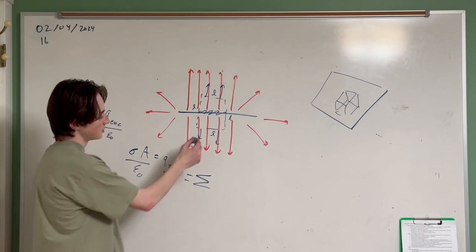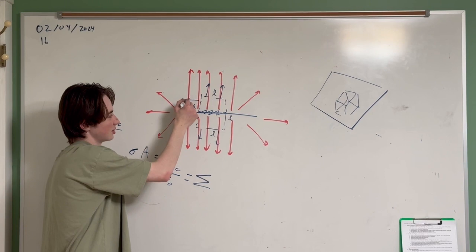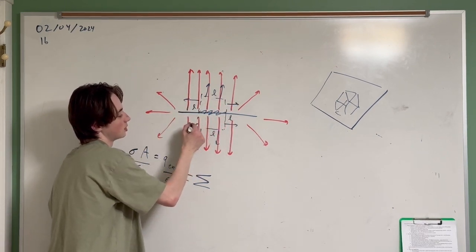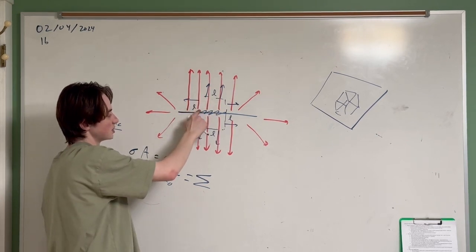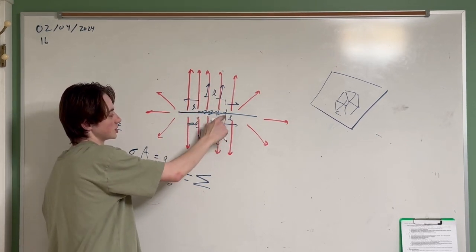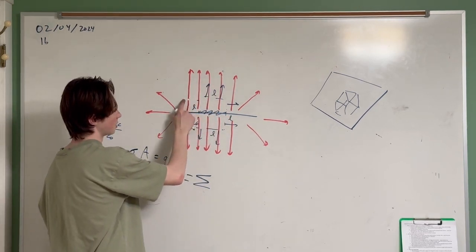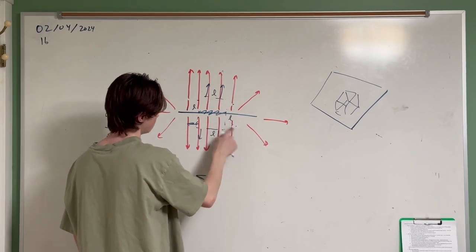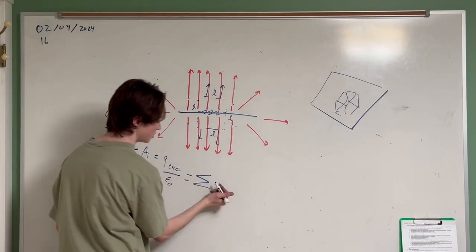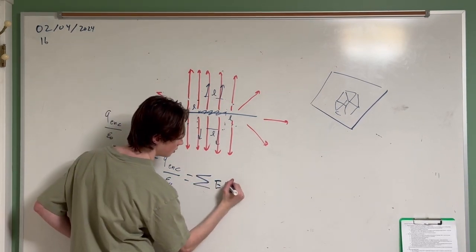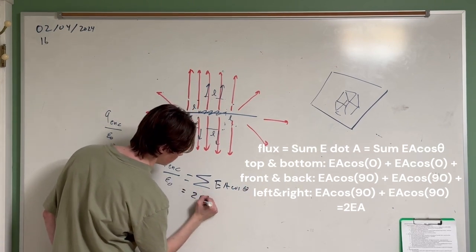Yeah. So the bottom and top are aligned with the electric field, and on the sides, these area vectors are going this way. These are 90 degrees and not aligned whatsoever. So pretty much the only faces of this Gaussian cube that matter are the top and bottom. And the ones on the front too don't do anything. Okay, so we now know that it's equal to the sum of EA cosine of theta, which in this case is going to be equal to 2EA.